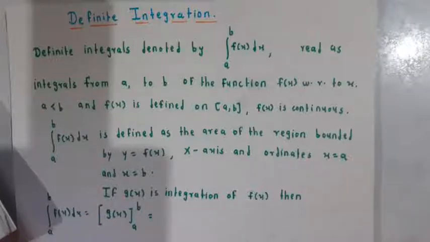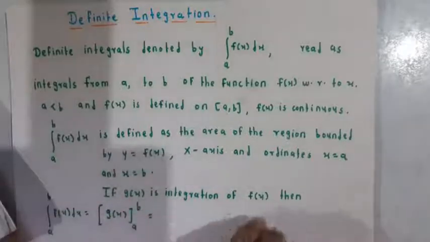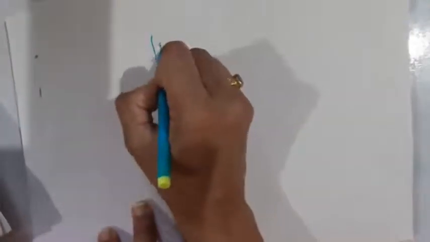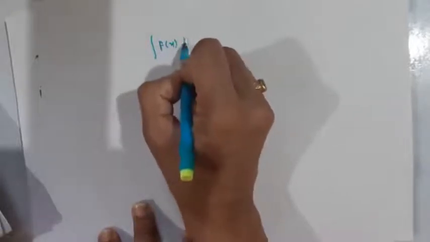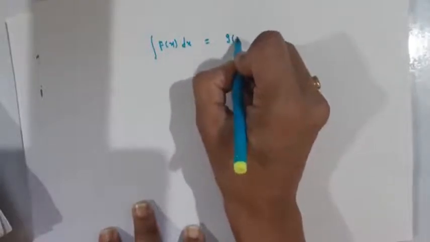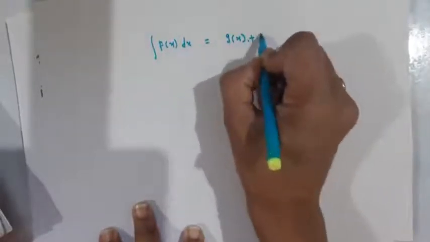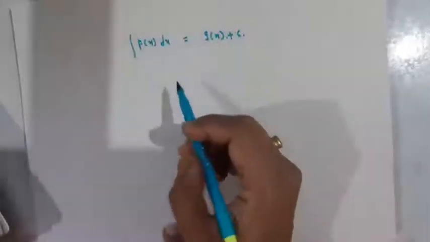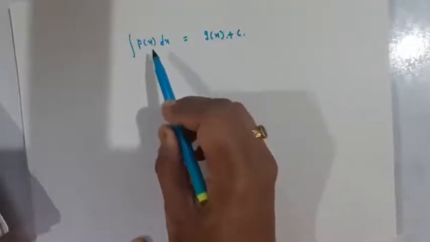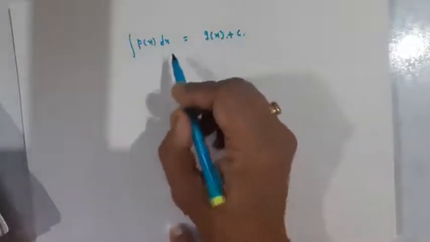So students, in the integration chapter, we know that suppose the integration of f of x dx is equal to g of x plus the constant of integration c. In this chapter I have explained to you what we do in integration.